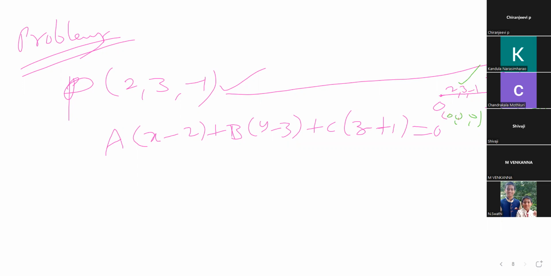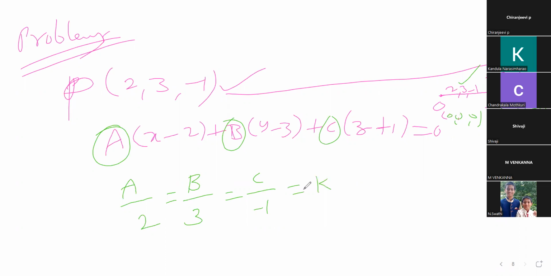So now I am supposing that since these are the direction ratios, but here the direction ratios are A, B, C. These are the 3 direction ratios. Because of this, for the same OP, the direction ratios must satisfy this relation: A by 2 is equal to B by 3 is equal to C by minus 1, because of the ratios concept, in proportion to some constant K.